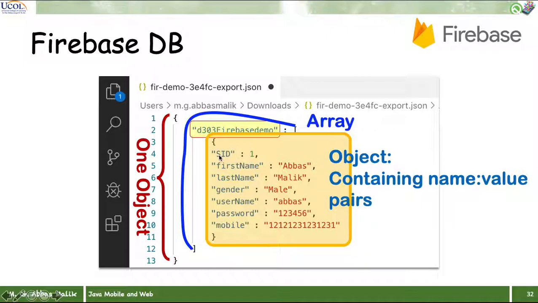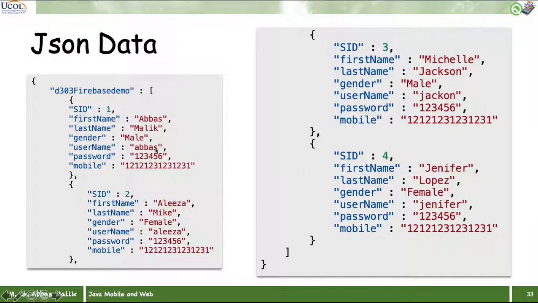So I have put all this information. We have the student ID, first name, last name, gender, username, password, and mobile. And remember that we are working on our database, so I have just used the same database model. Again, inside the object we have the key-value pair. This is the key, the name of the variable, and this is the value, which is integer type. Again, first name is the key and Abbas is the value. So I added these four different records inside our database. So I have edited that JSON file.